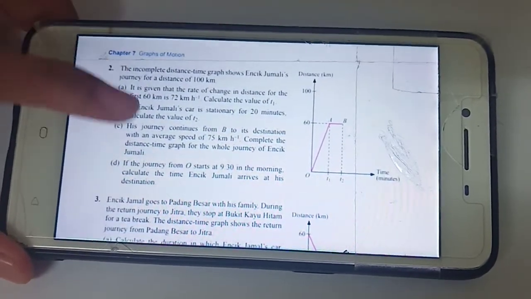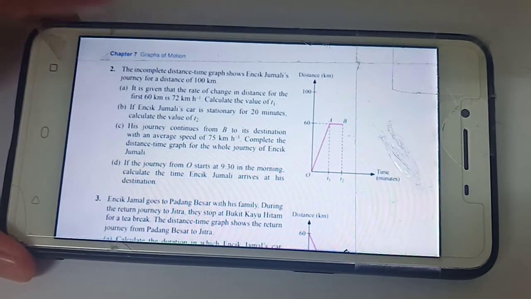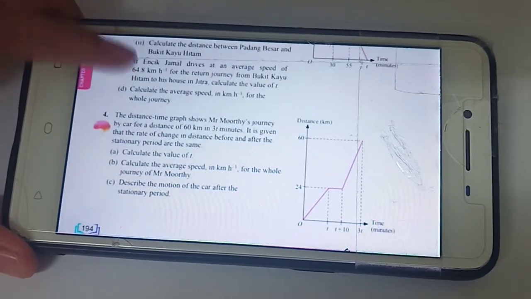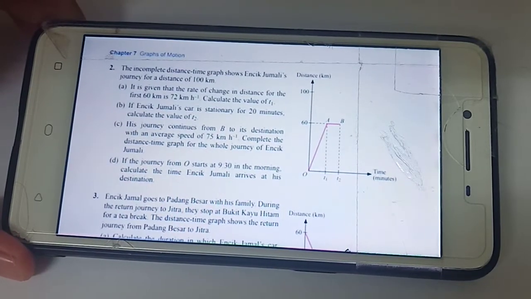So today we'll be discussing two questions from page 194. You can refer to your textbook. We'll be discussing question number 2 and question number 4. So let's have a look.